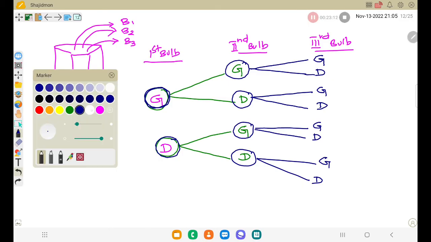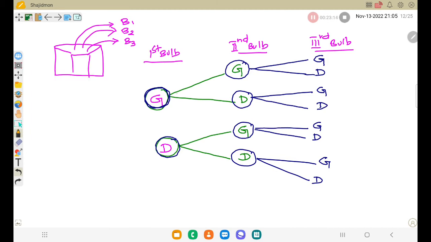So what are the options, students, we are getting here? First bulb good, second bulb good, third bulb good. This is one option, that means G, G, G. We take 3 bulbs from a box, and all 3 bulbs should be good. Now what is the second option? First bulb good, second bulb good, third bulb may be defective, correct. So good, good and defective. Are you understood?